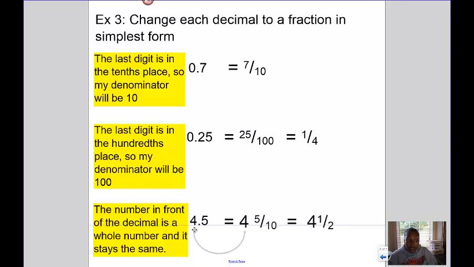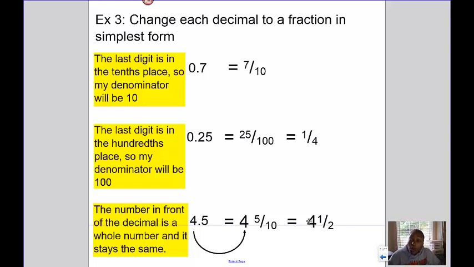And if you'll notice, the 4 was in front of the decimal, so it was my whole number on my mixed number. The 4 is still a 4. And then my number behind the decimal is 5/10. So I have to show that in fraction form, 5/10. And then, of course, simplify. Well, 5/10 can be simplified to 1/2. So then my final answer is 4 1/2.